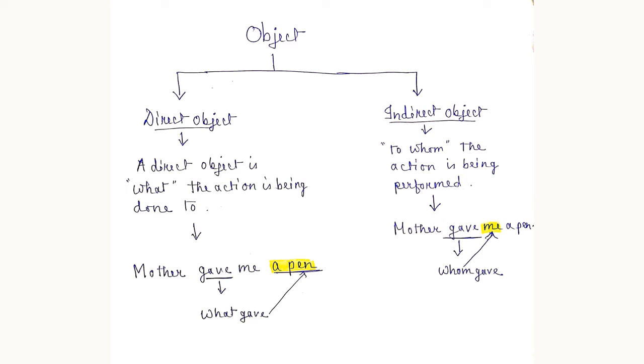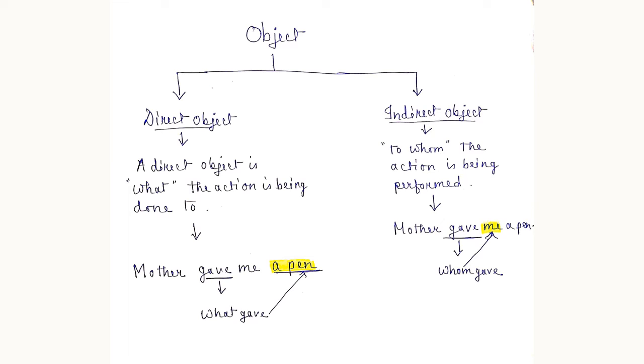Objects are of two types: direct object and indirect object. Now, what is a direct object? A direct object is what the action is being done to. For example, mother gave me a pen. Here, gave is the verb. What was given? A pen. So the answer is a pen. Here, a pen is the direct object.